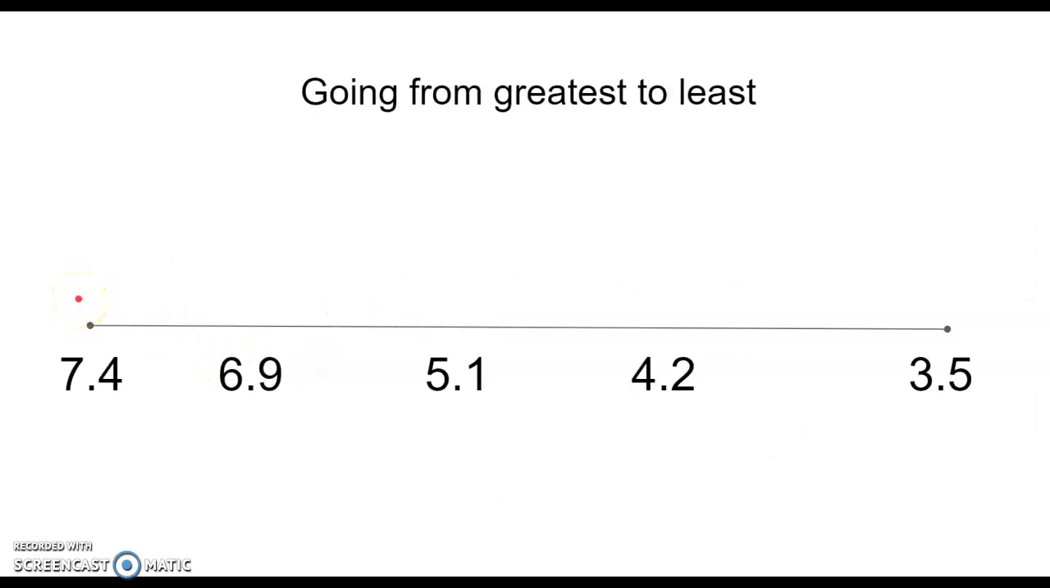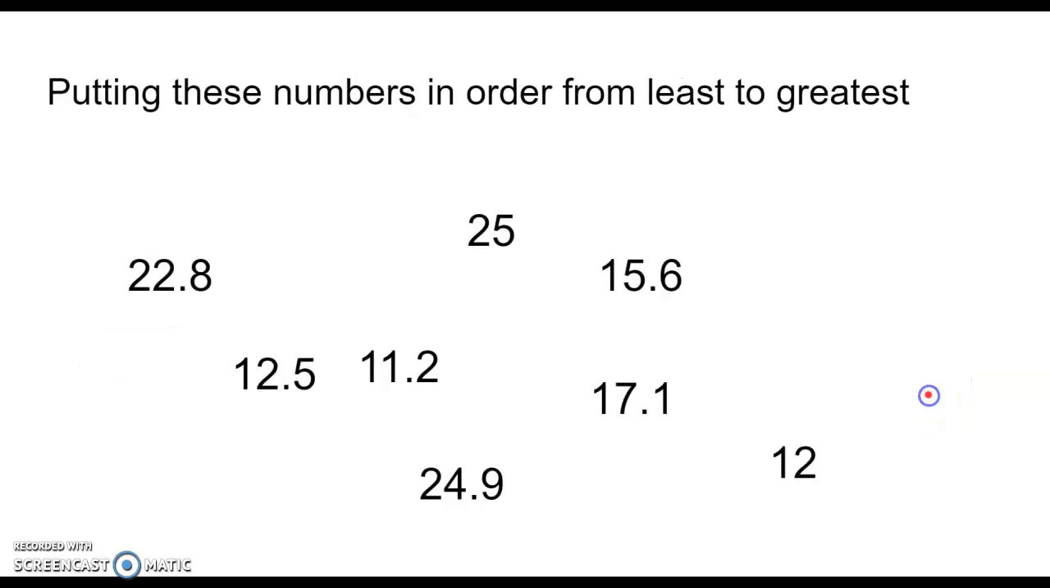And we did the same thing with going from greatest to least. So we started with 7.4 instead, then went to 6.9, to 5.1, to 4.2, and then ended with 3.5. So we went from the biggest number down to the smallest number.